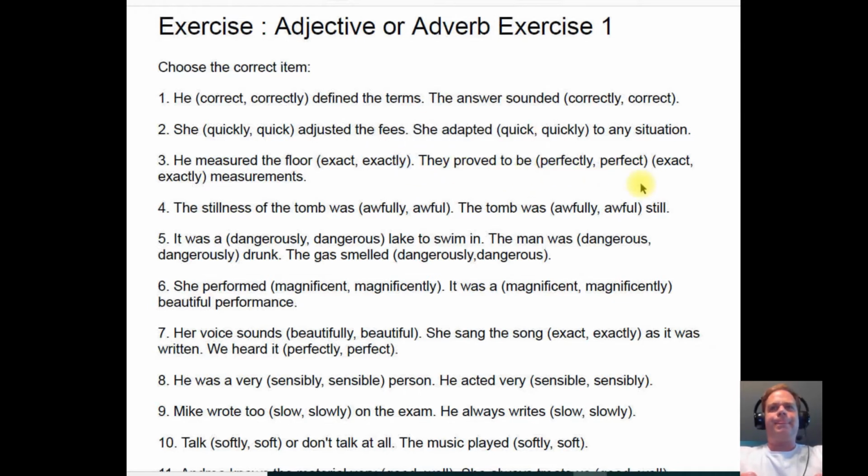They proved to be perfectly or perfect, exactly or exact measurements. So again, we've got to figure things out. So let's take a look here. They proved to be measurements, and exactly or exact is going to modify measurements here. So measurements is what part of speech? It is a noun, right? Measurements are nouns, so exact measurements, it's going to be the adjective form. And here, perfectly or perfect is modifying what? Well, this is going to modify exact. They proved to be perfectly exact. Exact is an adjective. Remember, adverbs modify adjectives. Okay. Adjectives modify nouns or pronouns. Adverbs will modify anything else.